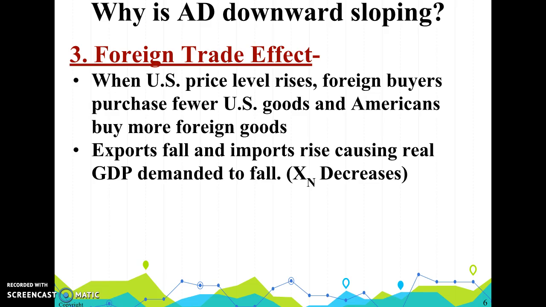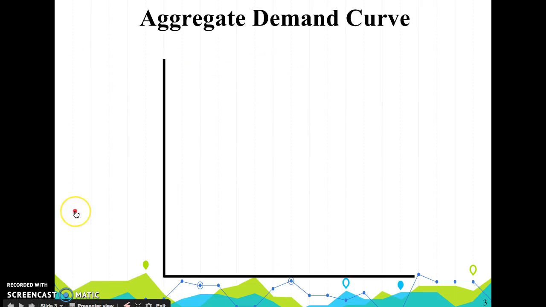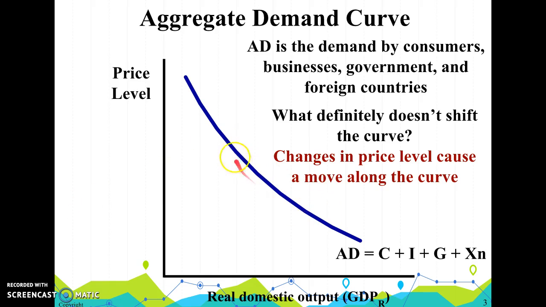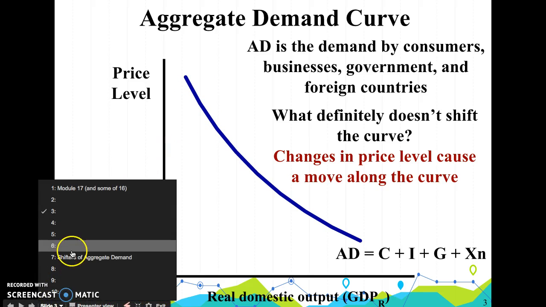Price levels went up, but when price levels went up, think about the original graph again. When price levels went up, we still have this downward sloping curve, right? Price levels go up. Not only do we buy less, but foreign countries buy less from us. So same idea applies.